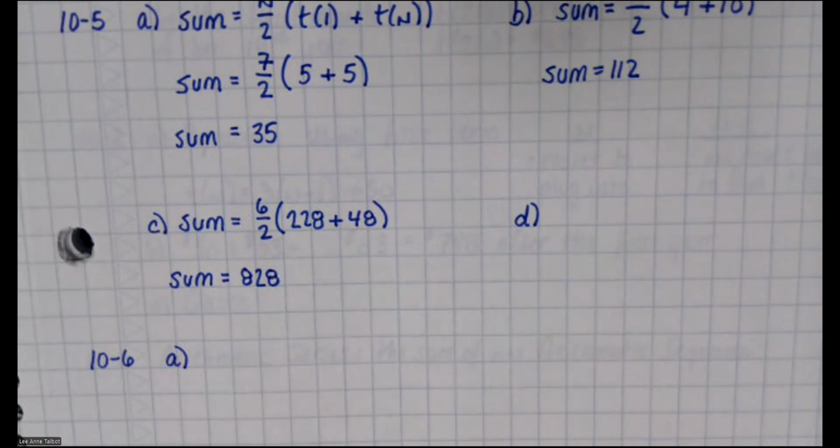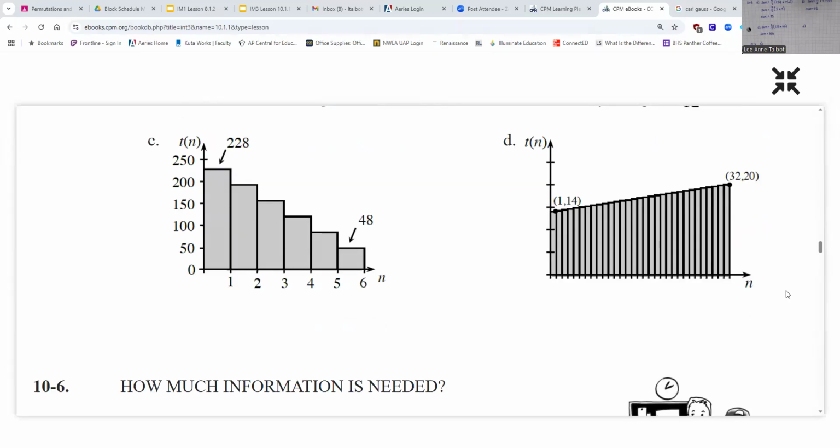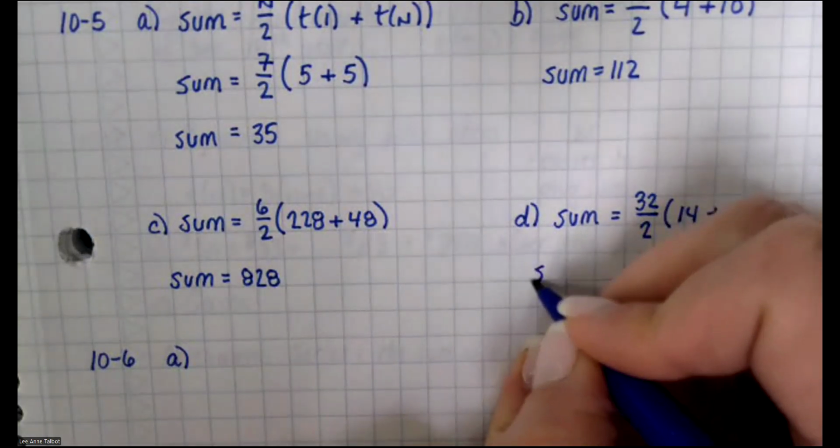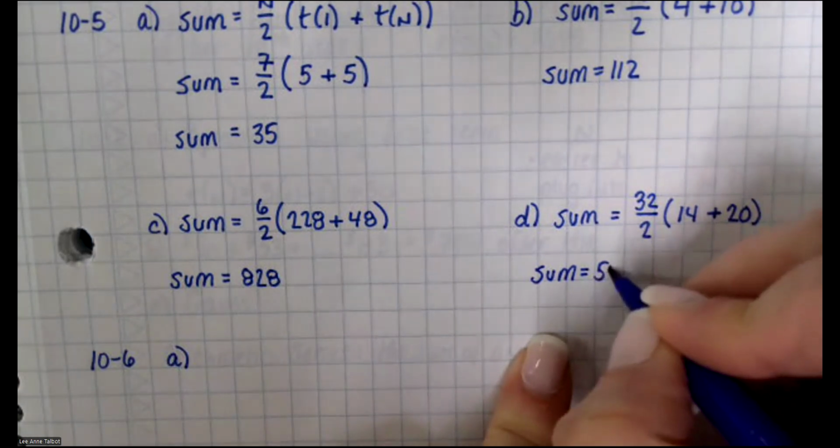Okay, last one. They tried to make this a little spicy. See if it tricks you. D. How many bars are there? 32. Do you see where the 32 came from? Okay. What's the height of the first bar? 14 plus 20. Oh no, I already looked at my notebook.